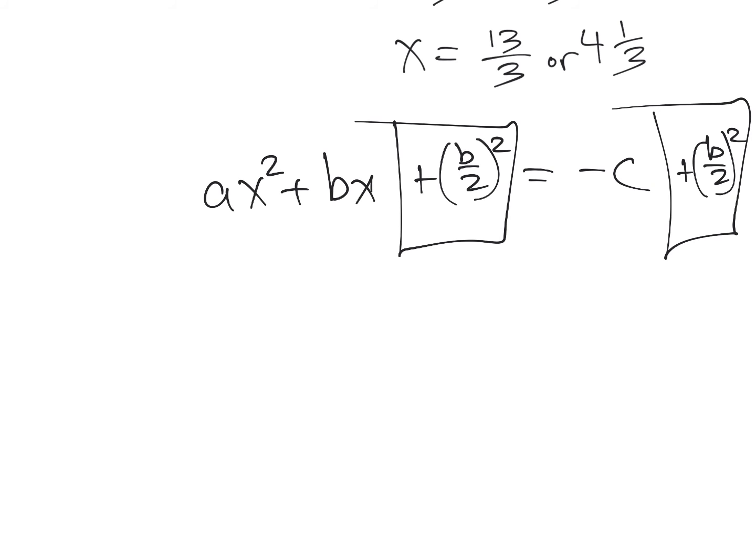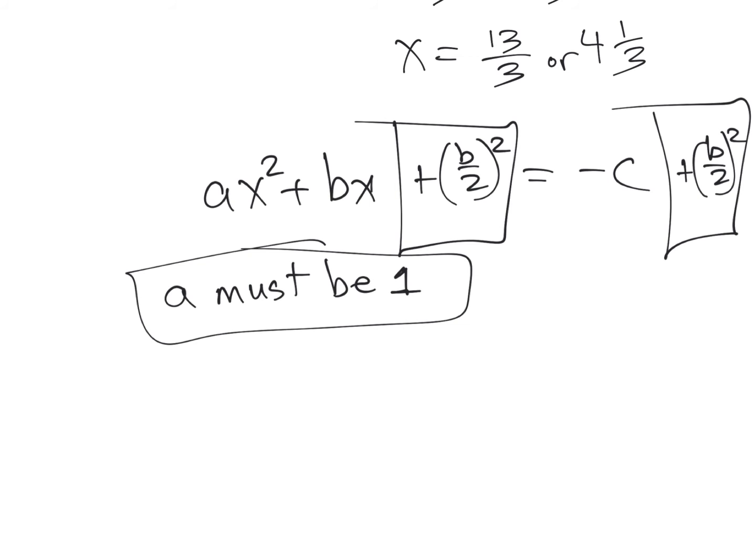Wait a minute. a has to be 1. If it is not, I would suggest you divide by whatever a is before you start. And you can imagine that you're going to end up with fractions because you're dividing that off. Okay? But this is a must. Otherwise, it just isn't going to work right. Okay? Next question.